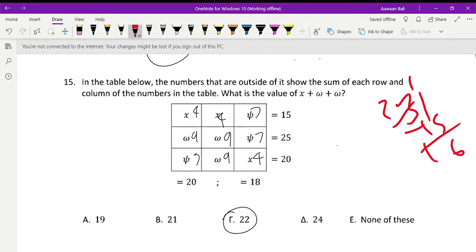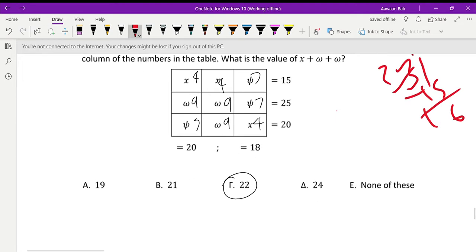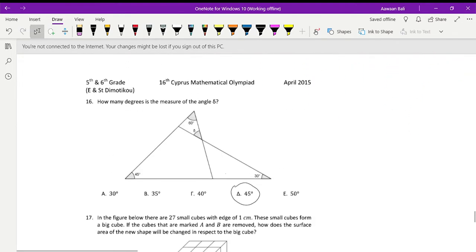Now, once we found the values, which are for x is 4, c is 7, and omega is 9, we find the sum here. Now, there are 2 omegas, so 9 times 2 is 18, and x is 4. 18 plus 4 is 22, therefore the answer is gamma 22.